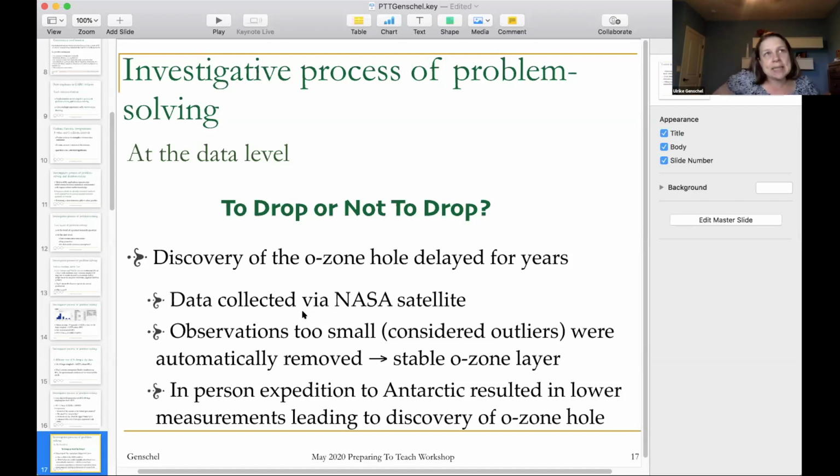And I think one of the best examples to illustrate that outliers can be very, very informative and very useful is the discovery of the ozone hole. And that discovery was really delayed by many years because NASA collected data using a satellite, and they were getting these observations that were just too small. They considered them outliers and they were automatically removed. And so the conclusion for many years was that the ozone layer is still stable. And it really took an in-person expedition to the Antarctic to finally verify these low measurements, which consequently led to the discovery of the ozone hole.